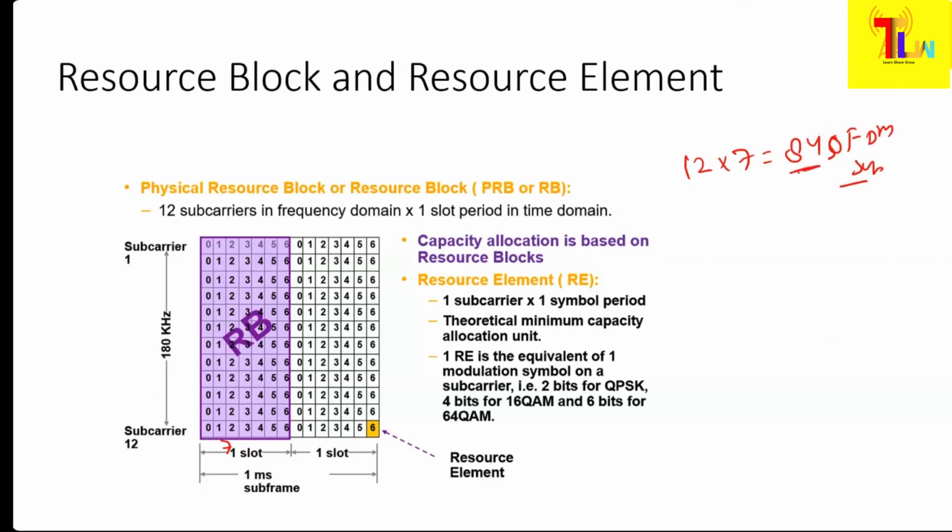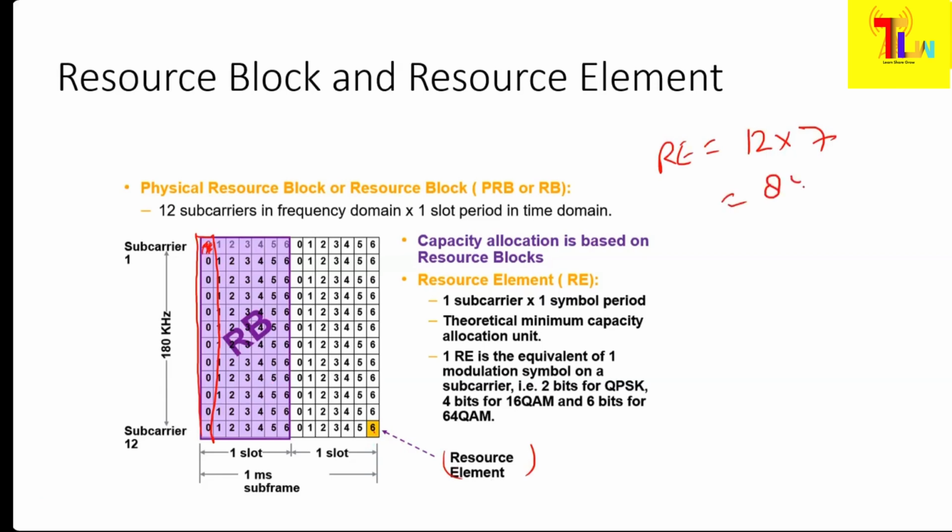So this is one symbol, this is one symbol, this is one symbol. Sorry, I just got confused. We already discussed we have 7 OFDM symbols. So how many small units do you have? This we call the resource element. How many resource elements? That will be 12 into 7, 84 in case of normal cyclic prefix.